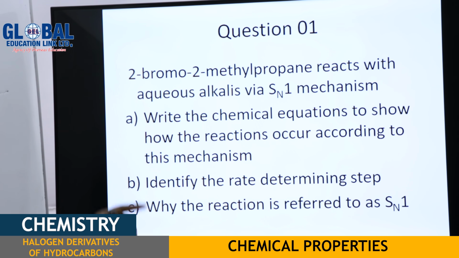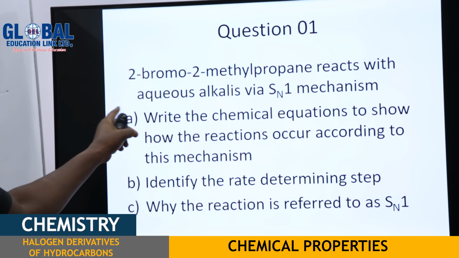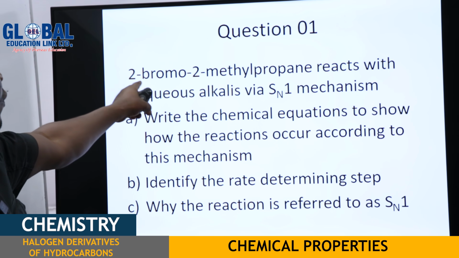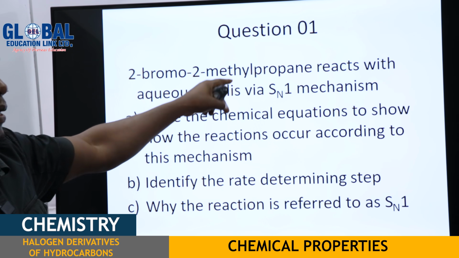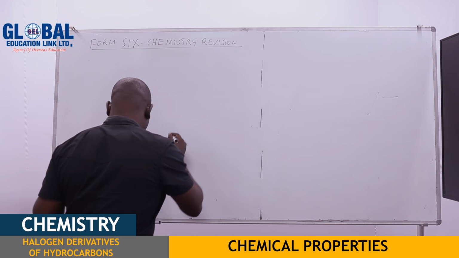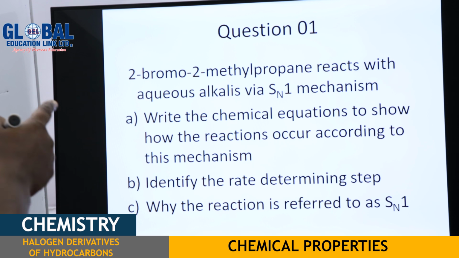By answering that question, let us start now by writing the formula of 2-bromo-2-methyl propane. 2-bromo-2-methyl propane: our longest chain is propane, so it has 3 carbon atoms.